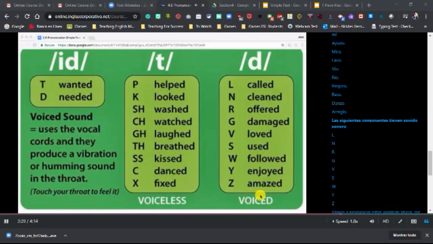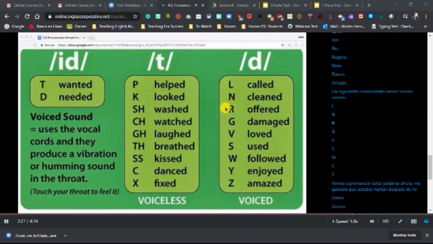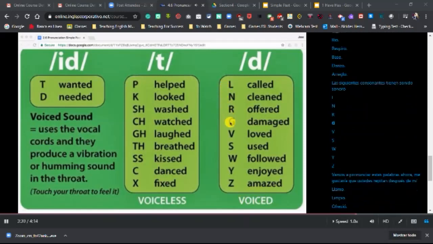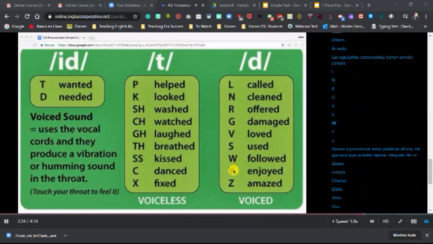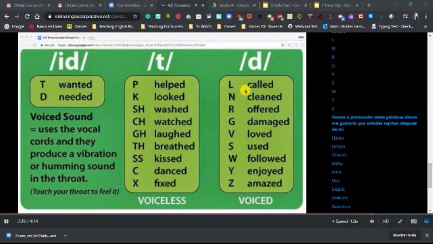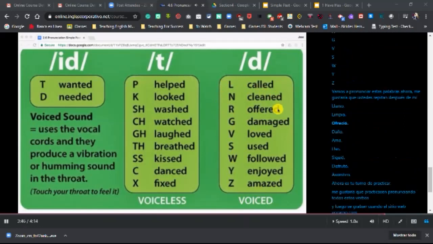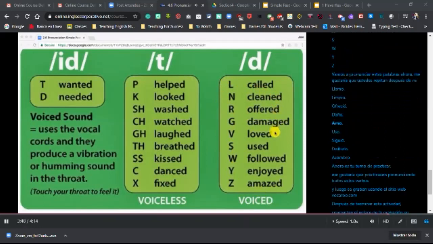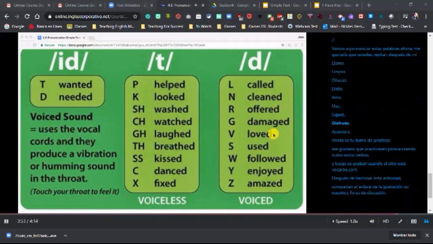The following consonants have voice sound: L, N, R, G, V, S, W, Y, Z. Let's pronounce these words now. I would like for you to repeat them after me. Called, cleaned, offered, damaged, loved, used, followed, enjoyed, amazed.